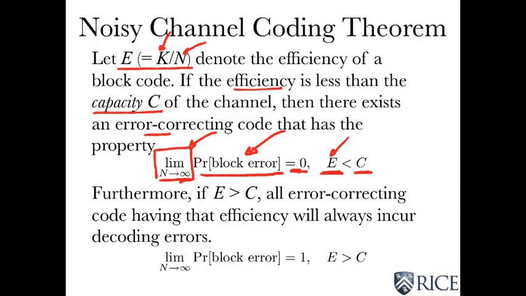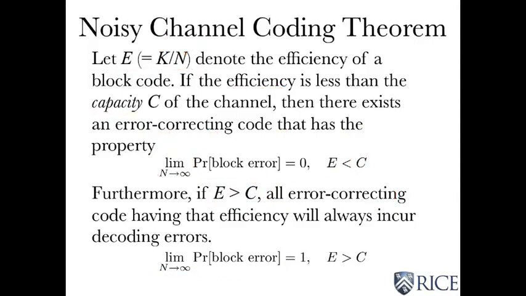He then proved a result which makes this capacity a very special number. If the code efficiency is greater than C, then all error correcting codes will always incur decoding errors. In other words, again, as the block length goes to infinity, the probability that there's an error anywhere in the data block is going to be 1. So you better use a code whose efficiency is less than the capacity. If you try to use one that's a little bit weaker, that doesn't add as much error correction, you will never be able to correct the errors.